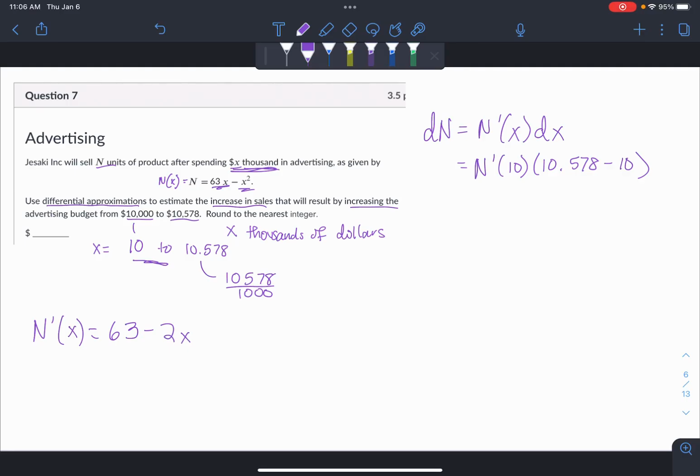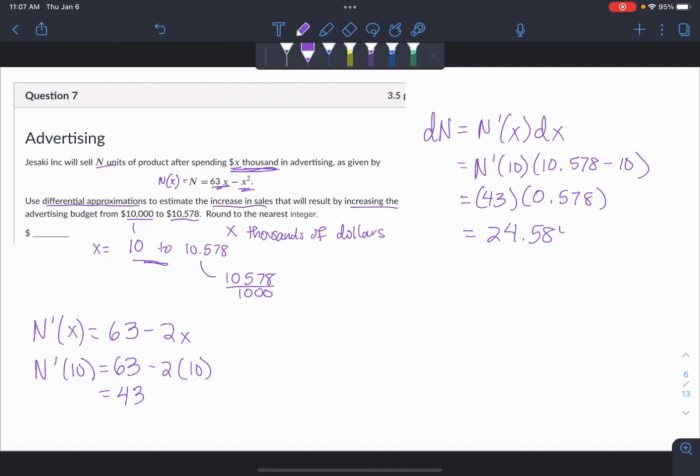And then lastly, I need to plug in 10 wherever I see an x in my derivative to get the derivative when x is equal to 10. So that's what I'm going to do. And if you calculate this, you should get 43. I'm going to plug this back into my differential approximation and put 43 here. And then when you calculate this difference, you get 0.578.